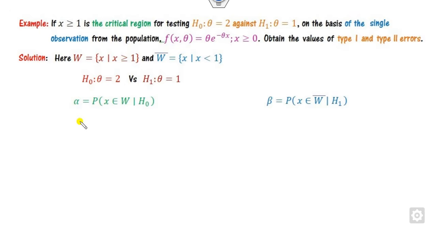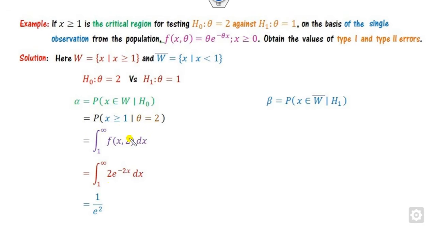Again, we will apply the same approach. x belongs to W means x is greater than or equal to 1. So I can write this as the integral from 1 to infinity. f of x is theta e raised to the power of minus theta x. But theta is 2, so I can replace this value with 2, that is, 2e raised to minus 2x. Now once you integrate them, you will get the right answer.